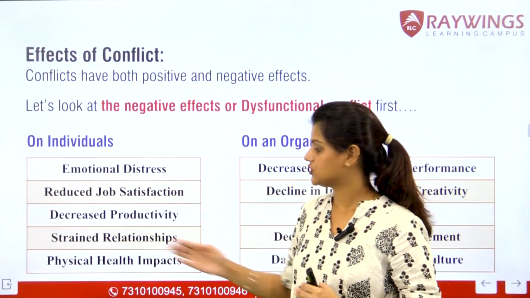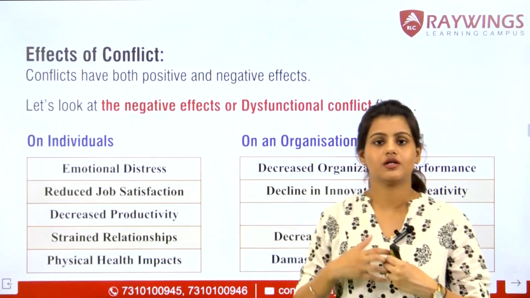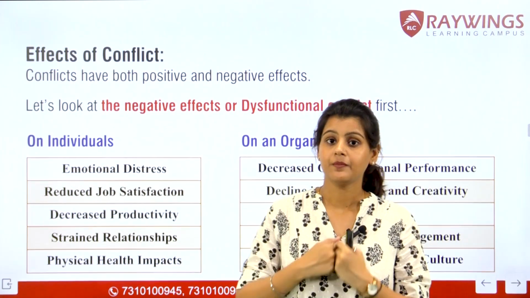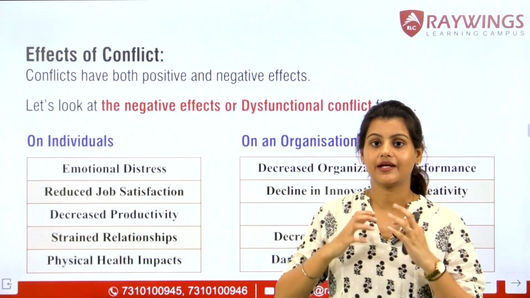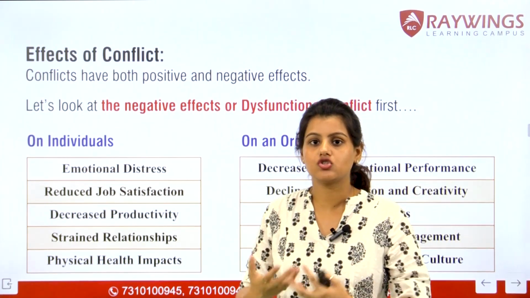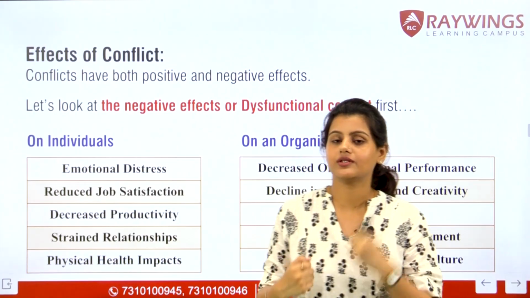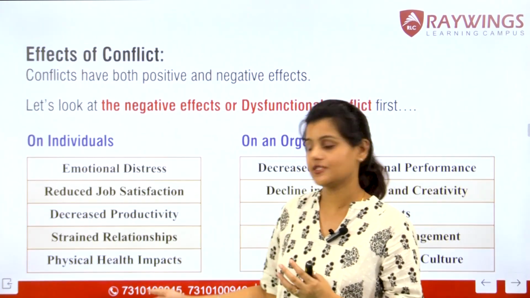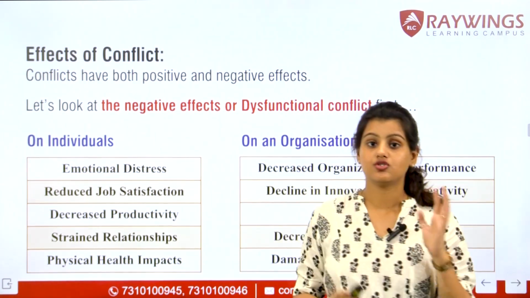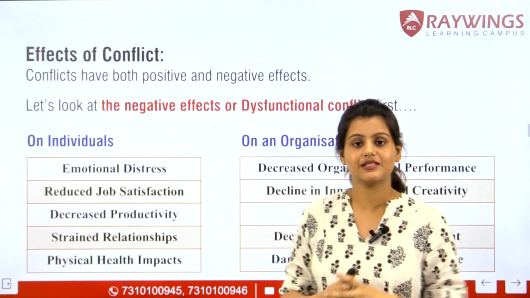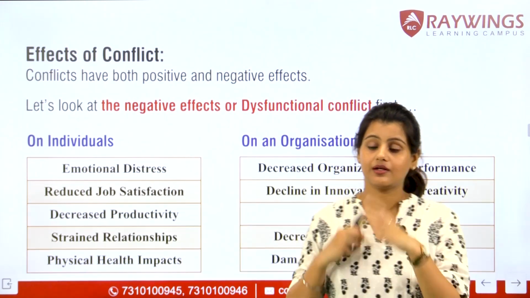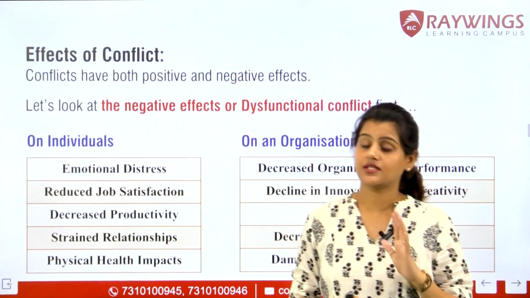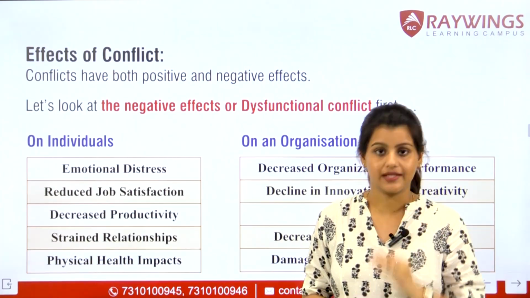Then, strained relationship. If you have had a disagreement, a bad conflict with somebody, a bad situation with somebody, that automatically leads to a strained relationship. It is no longer the same as it was before. So, strained relationships. And last is the physical health impact. It affects your physical health as well, because if you're not happy from here, it will lead to certain physical ailments as well, if it is not addressed in time.